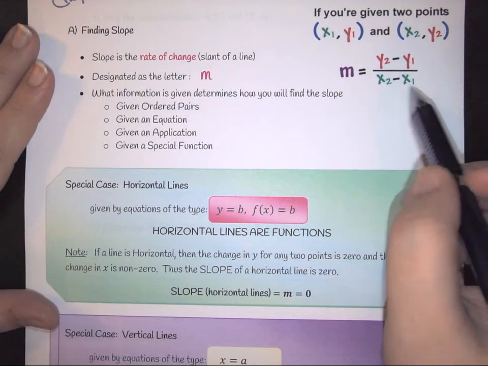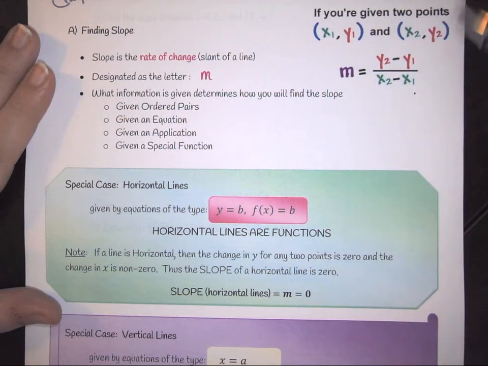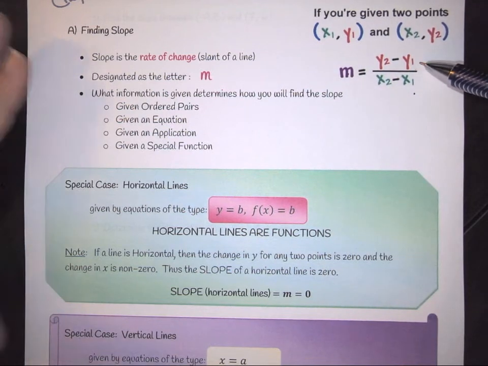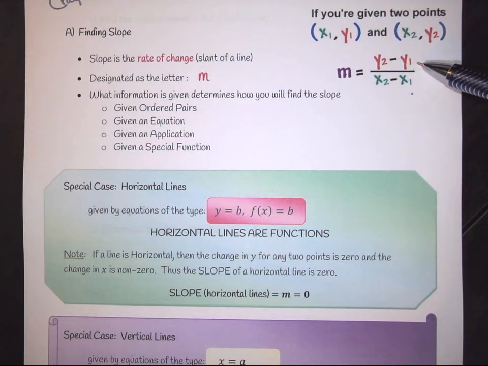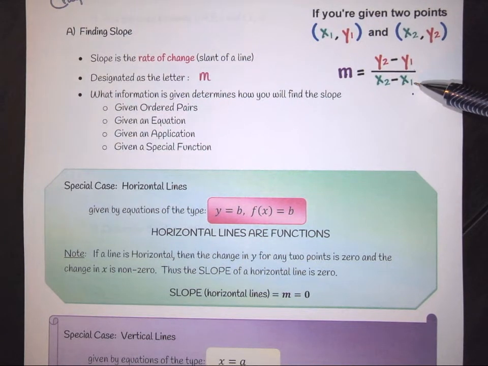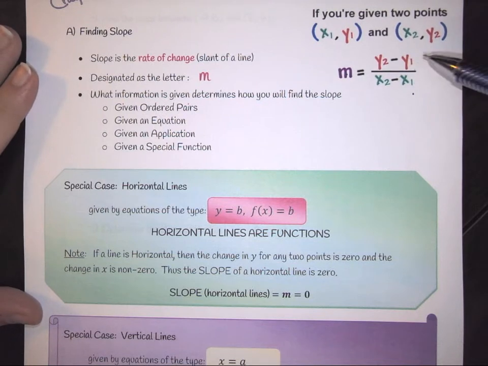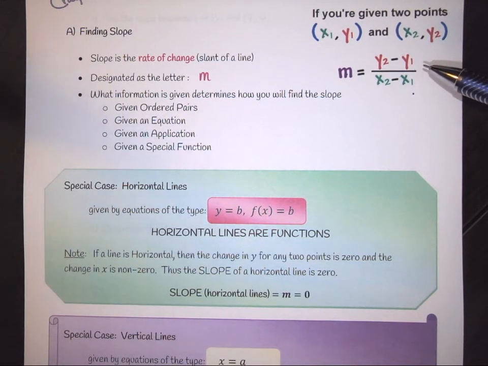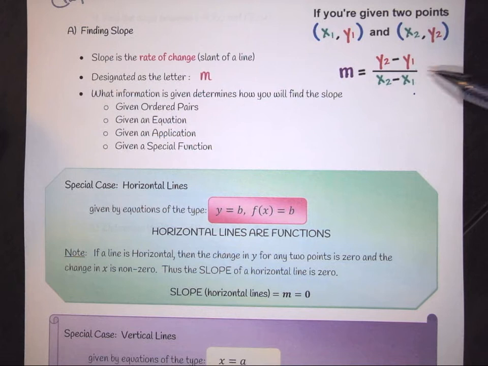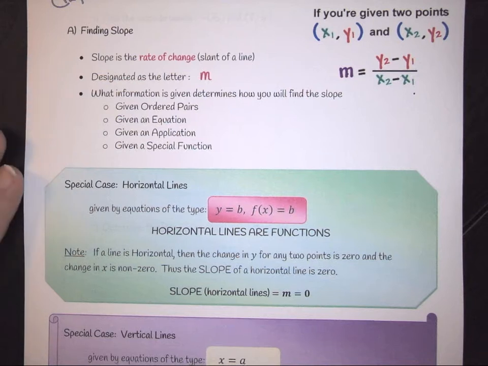We designate slope with the letter M. And we find it by finding the change in our y values over the change in our x values. So that's where rise over run comes from. Your y values signify the vertical progression on your graph, and the x values are your horizontal. So we're looking at how we are actually moving from one point to another.